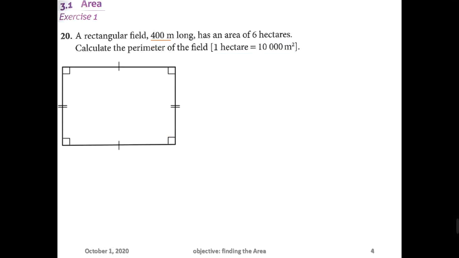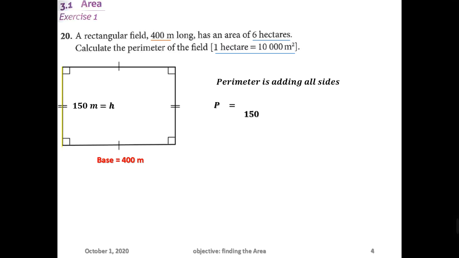So once again, we found this as 150. Perimeter is adding all sides, so P as an abbreviation to perimeter is equal to 150 plus 400, as you can see, plus 400 plus 150 once again, plus 400 until I got back to the point that I started with.